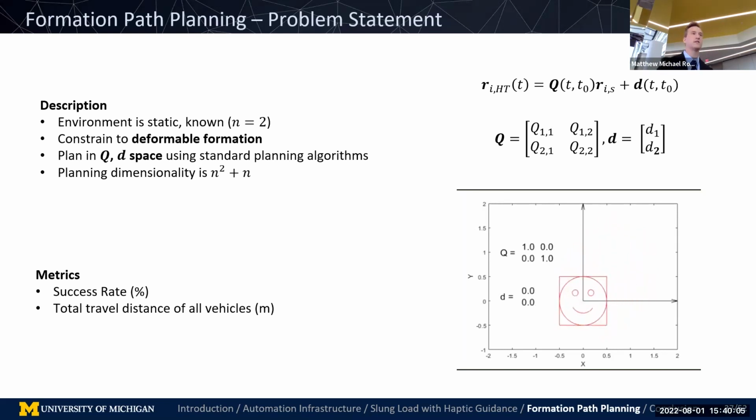The planning dimensionality for this is no longer in terms of the number of vehicles, but it's in terms of the dimensionality. So for 2D, it's just these 6 parameters that you're planning for. And we're interested in success rate over a variety of runs, as well as total travel distance of all vehicles.